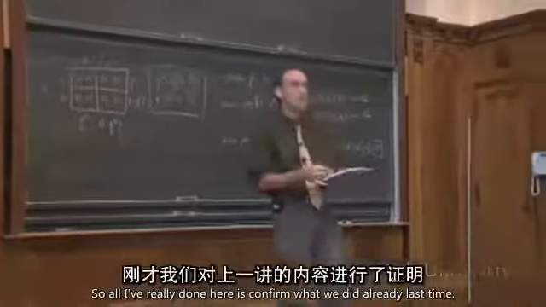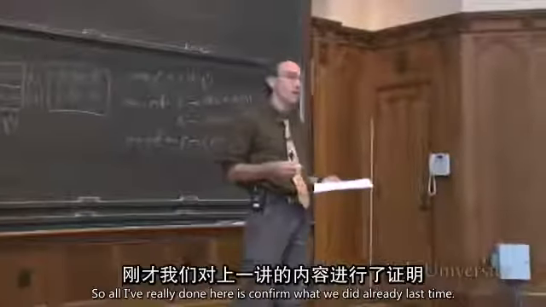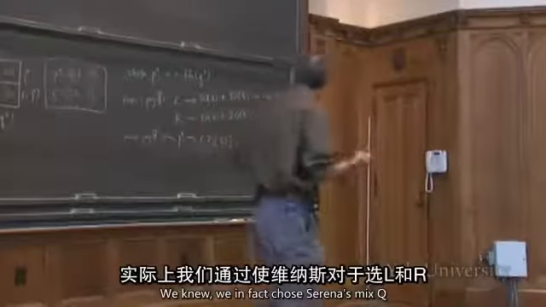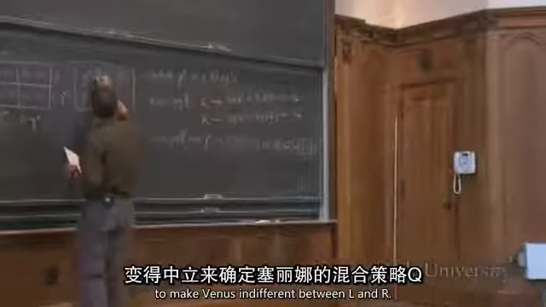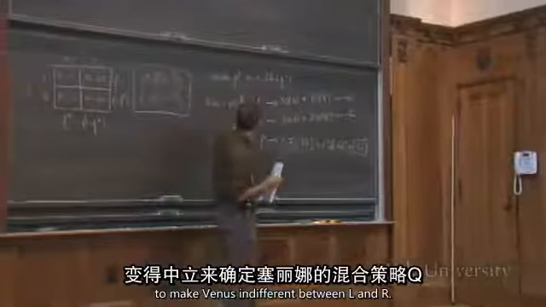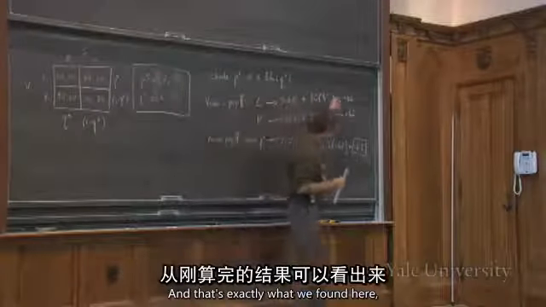So what I've really done here is confirm what we did already last time. We knew that we chose Serena's mix Q to make Venus indifferent between left and right, and that's exactly what we found here.